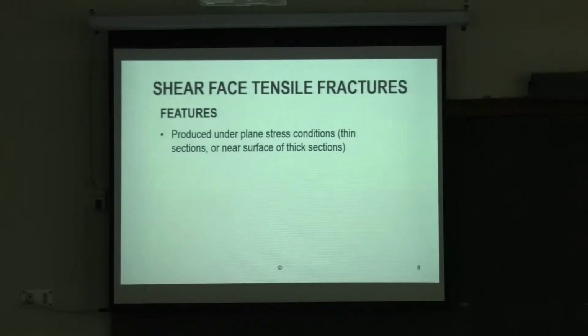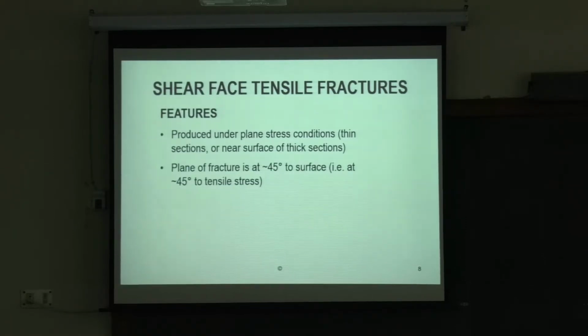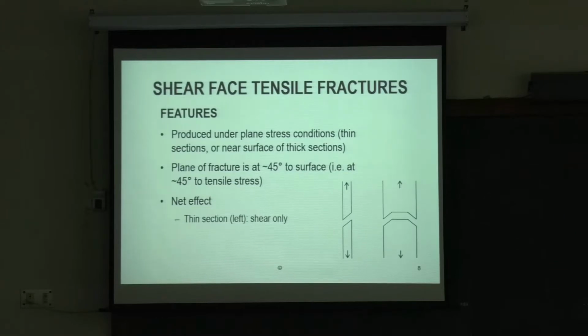Shear face tensile fracture is produced under plane stress condition, in thin sections or near the surface. The plane of fracture is at 45 degrees to the surface, that is, at 45 degrees to the tensile stress, and the net effect is like that. If you have a flat specimen, when it fractures it can go like this, or like that, and if it's a thick one, then it can go like that and again come down there. But again, this is more or less a ductile failure. Thin section, shear only, and thicker section in this.